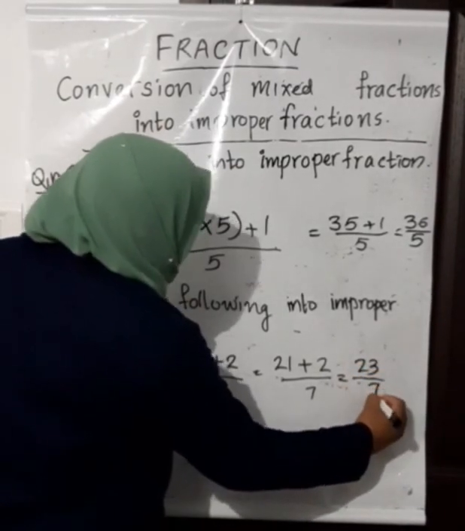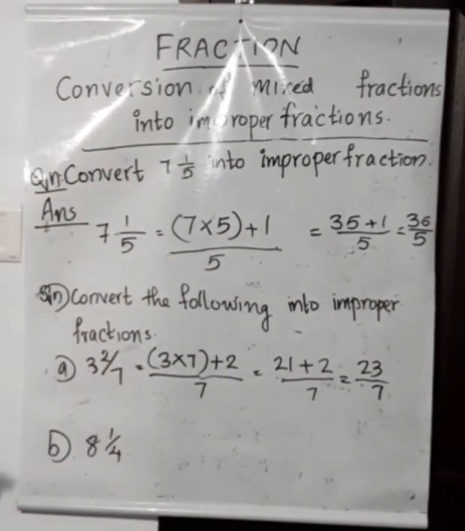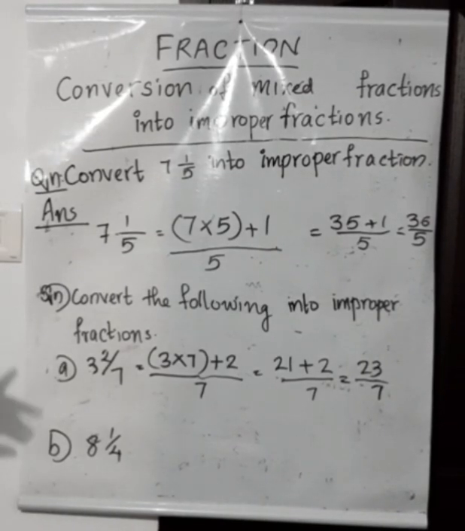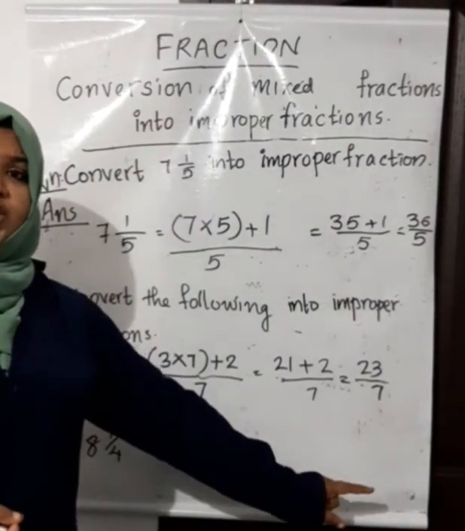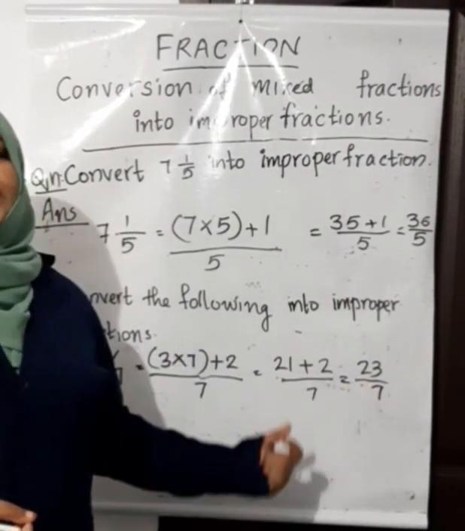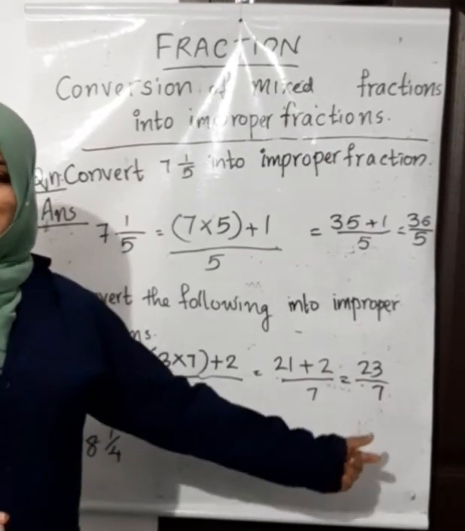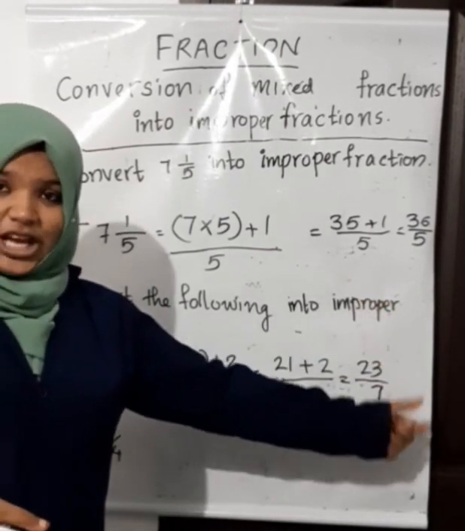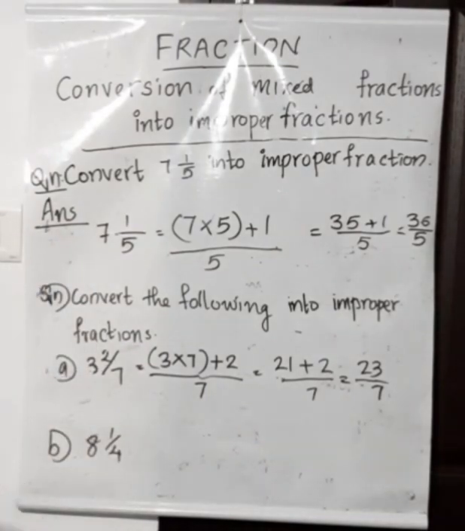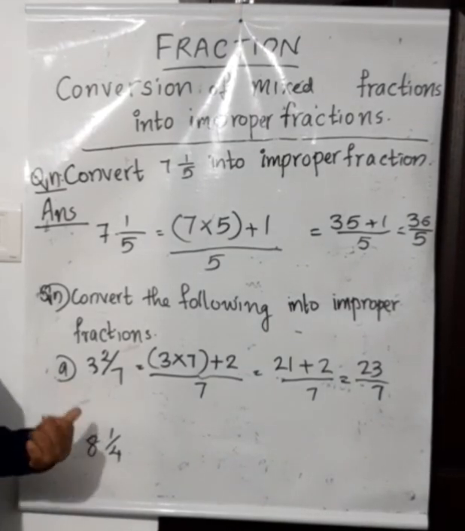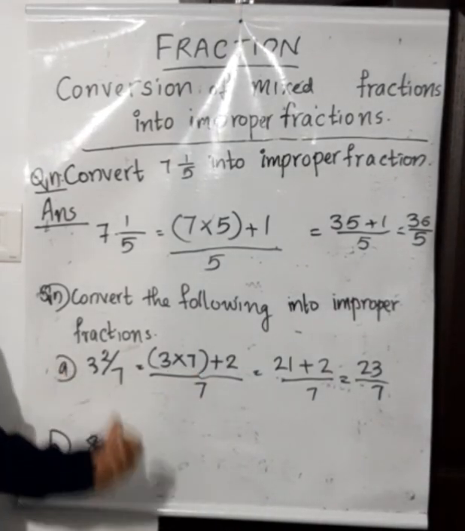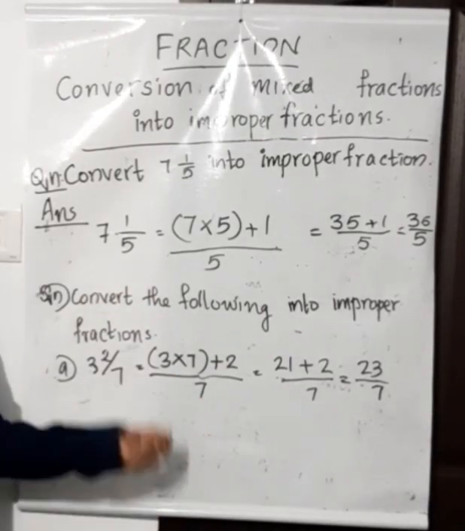So 23 by 7 will be the first improper fraction corresponding to 3 2 by 7. Then how will you find whether it is correct or not? Yes, you should just do the reverse. You should divide 23 by 7 to get the answer, and you can find whether the answer is correct or not. What do you have to do to convert a mixed fraction into an improper fraction?